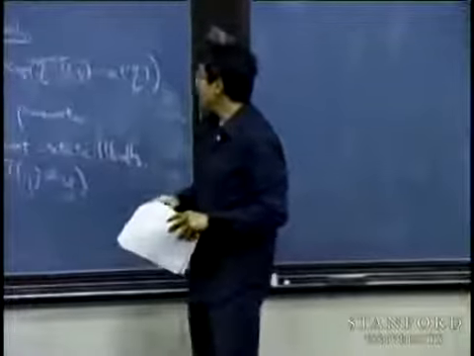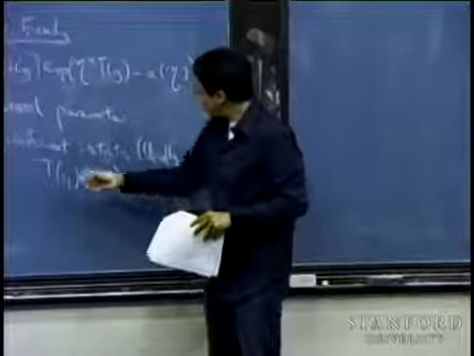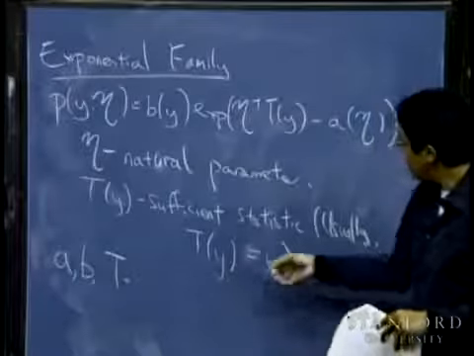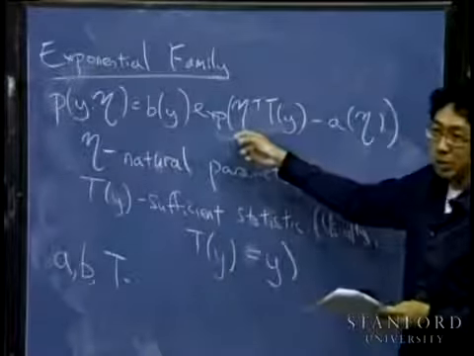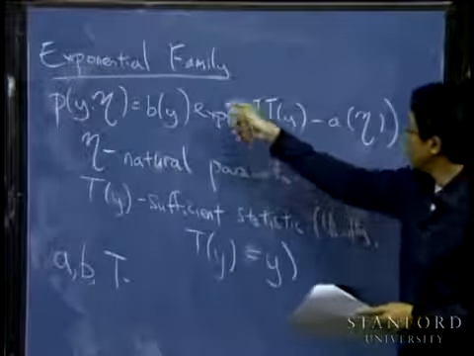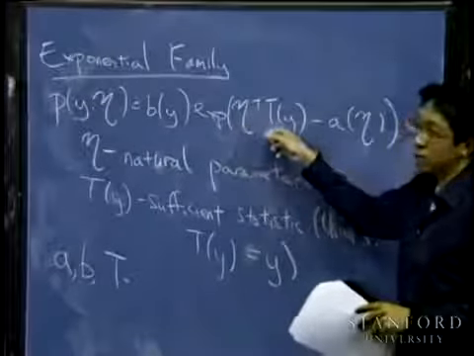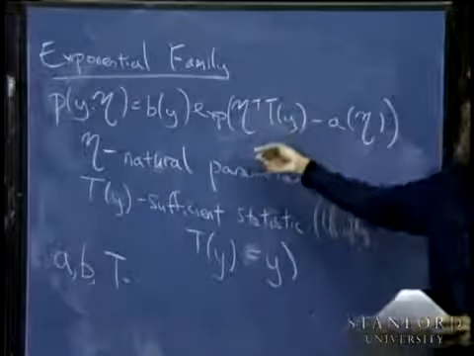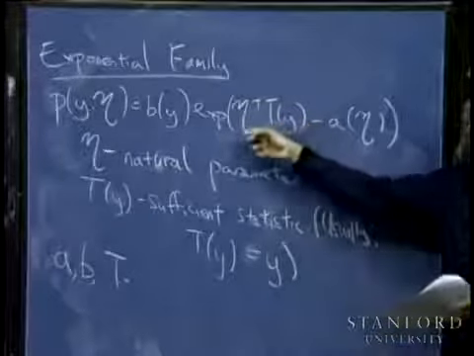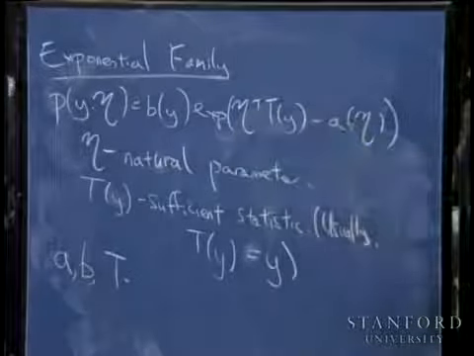One last comment. Often t of y is equal to y, and in many of these cases, eta is also just a real number. So in many cases, the parameter of this distribution is just a real number, and eta transpose t of y is just a product of real numbers. Again, that'll be true for our first two examples, but not for the last example I'll do today.